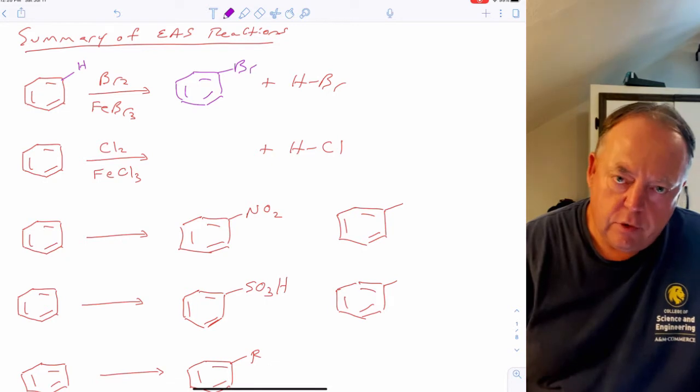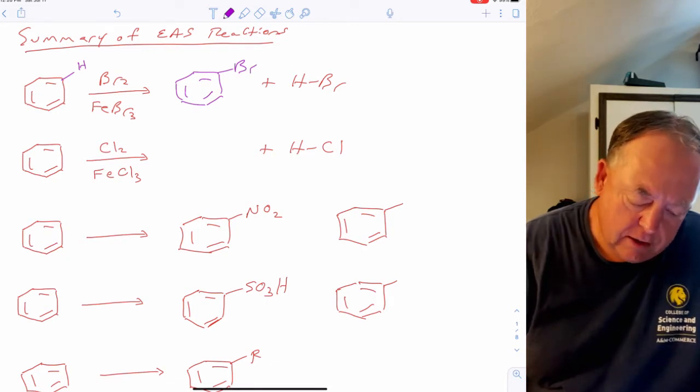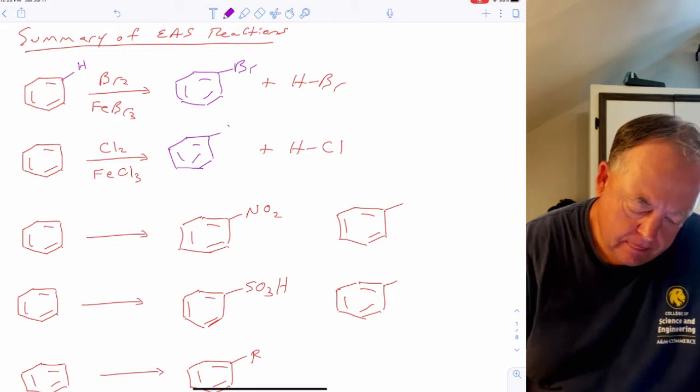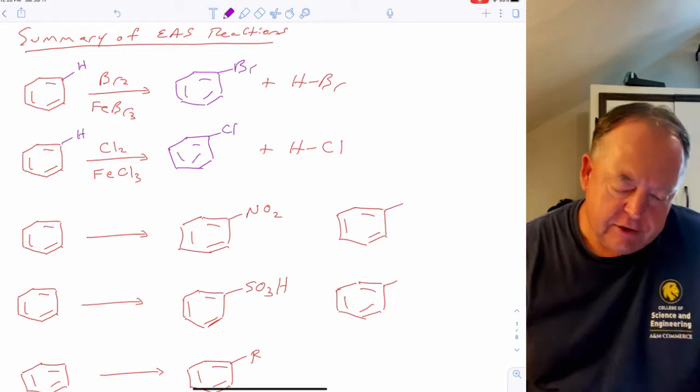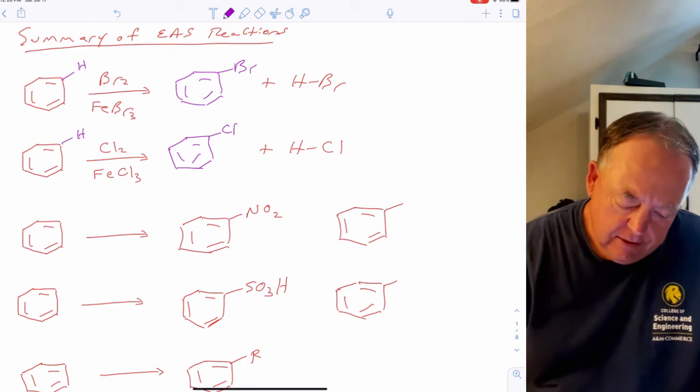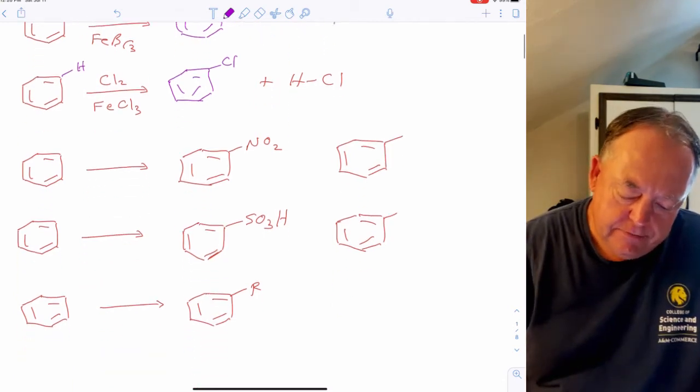You can do the same thing with chlorine. The recipe for putting the chlorine on a benzene ring is Cl2 and FeCl3. Again, that will just take a hydrogen off and put a chlorine on, and you make HCl side product.